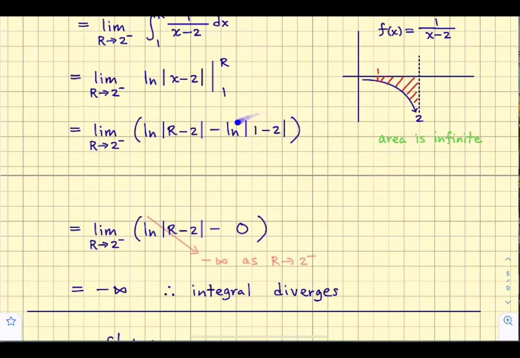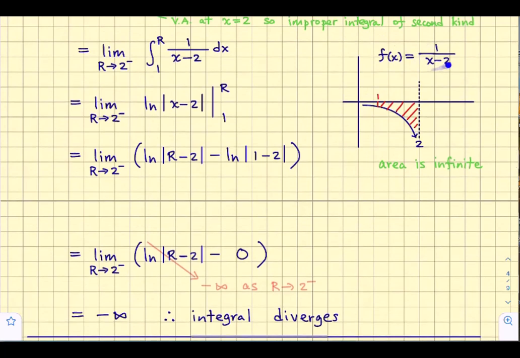Here we just get the ln of the absolute value of minus 1, which is the ln of 1, which is 0. If you think about what the natural log function does, as r goes to 2 from the left, the argument of the natural log function is going to 0, so the natural log function is going to minus infinity. So overall, this limit is minus infinity, and since it is not a finite number, we say that the integral diverges. Geometrically, if we were to graph the function 1 over x minus 2 and integrate from 1 to 2, this would be an infinite amount of area. We would say that this improper integral diverges.